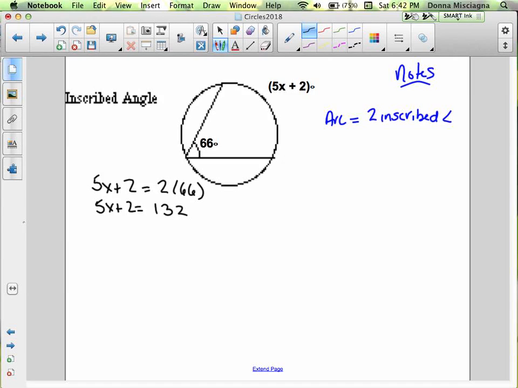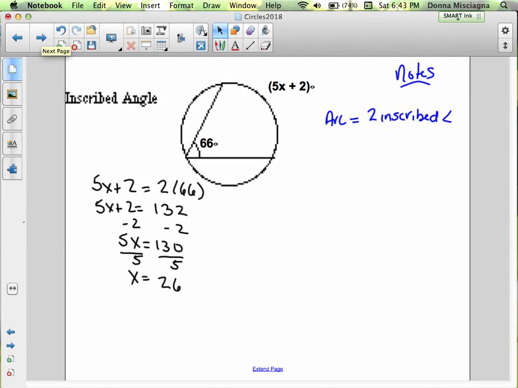Now we want to isolate x, so we'll subtract 2 from both sides. 5x equals 130. Divide both sides by 5, and x is equal to 26. Because 13 divided by 5 goes in twice, and we'd have 3 leftover, and then 5 would go into 30 six times. And this one is done. That's all there was to this one.